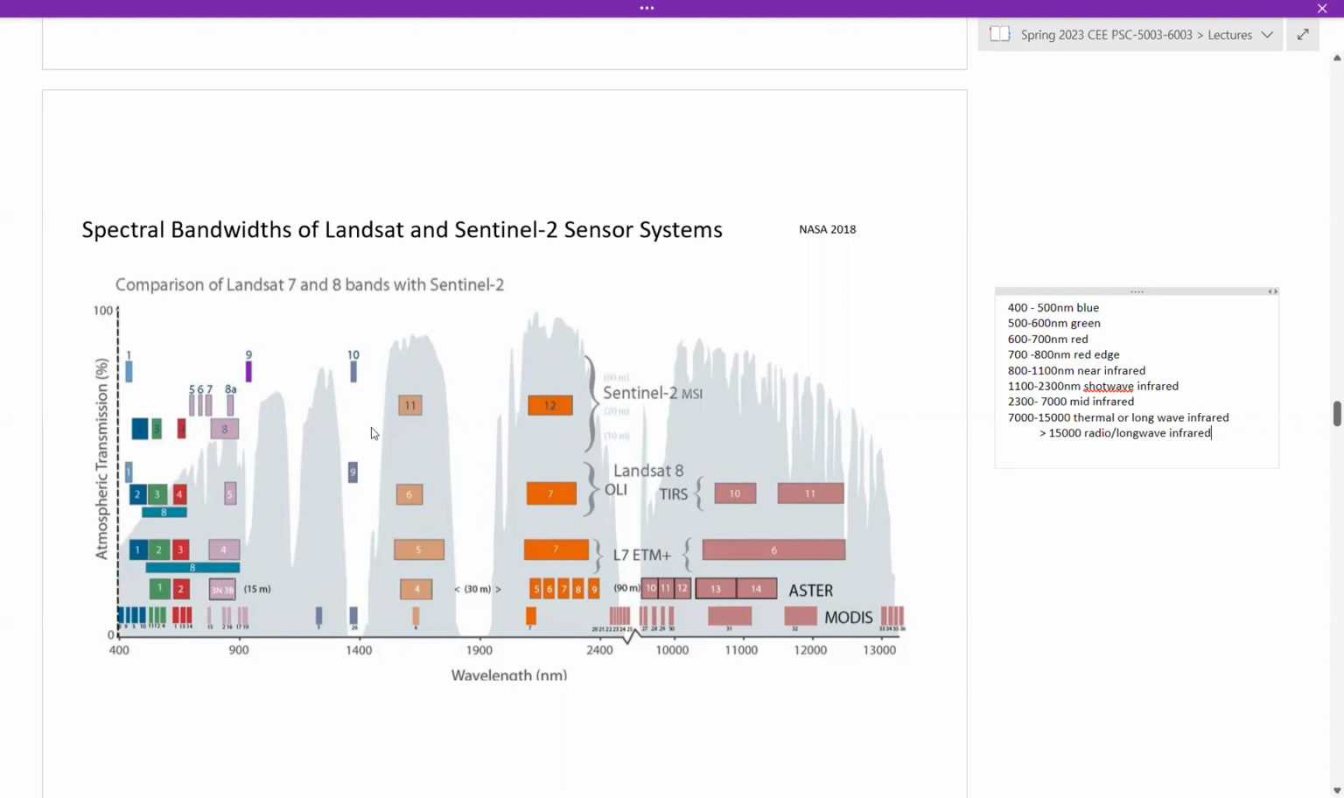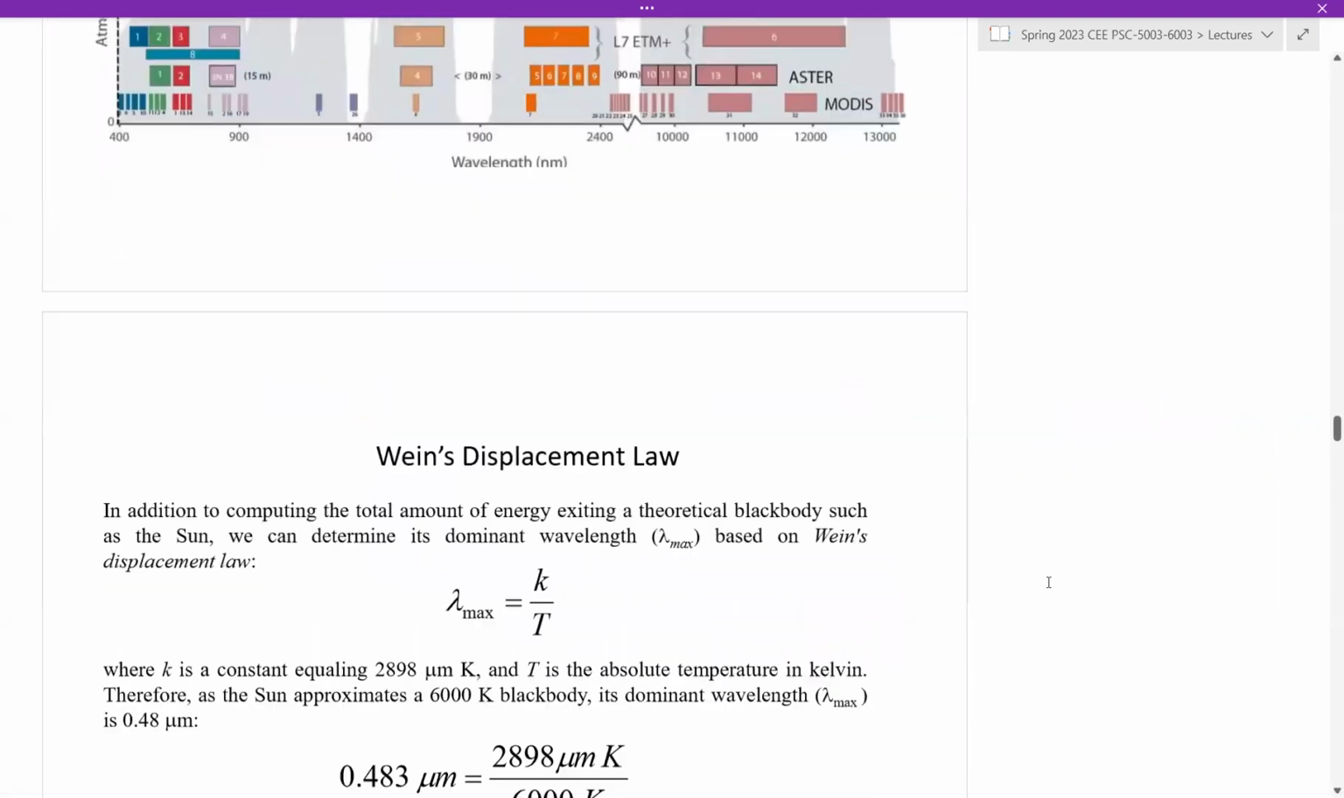It's only on these spectral areas that we have this transmission, where we can put the sensors to measure Earth. So that's an idea of how sensors are chosen and designed for measurement of the surface.